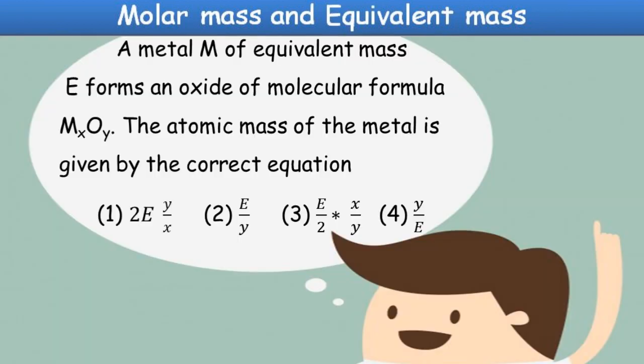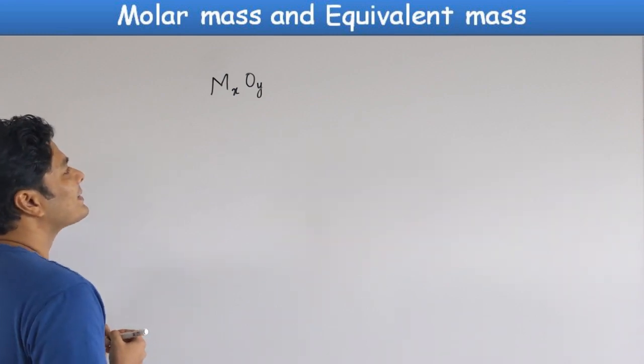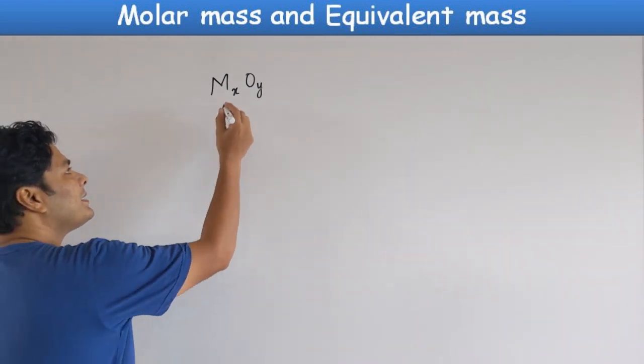Let's look into one more problem in terms of an algebraic expression. A metal M of equivalent mass E forms an oxide of molecular formula MxOy. The atomic mass of the metal is given by which equation? The formula of the compound has been given as MxOy. They are asking about the equivalent weight of the metal, except they give it to you in an algebraic system.